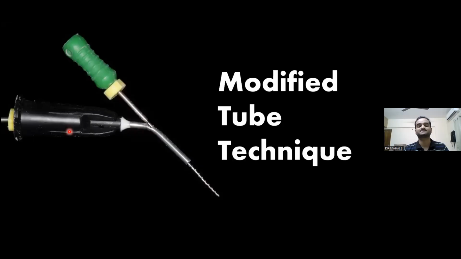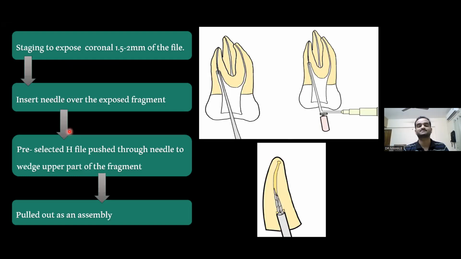So next step is the modified tube technique. This is the fourth mechanical instrument retrieval technique. In this technique, the staging is done to expose the coronal 1.5 to 2 mm of the file. So first you will use GG to enlarge the canal up to the fragment. Then you will expose 1.5 to 2 mm of the file.